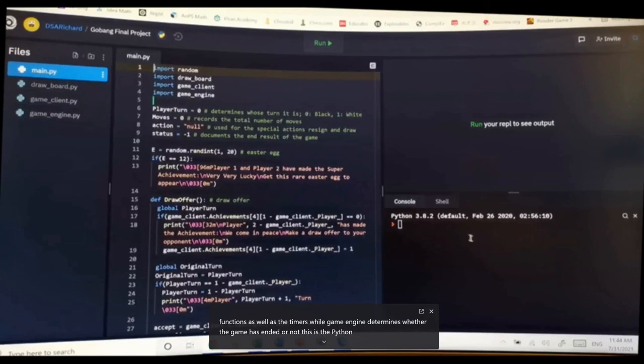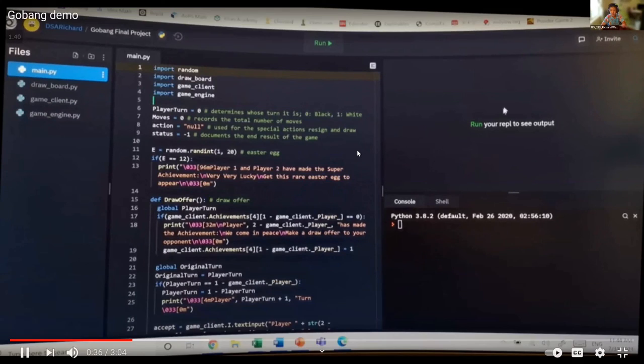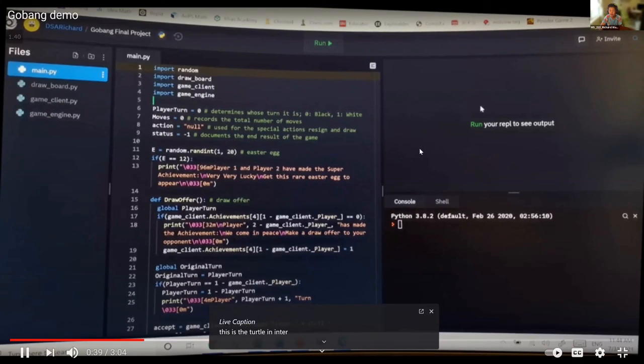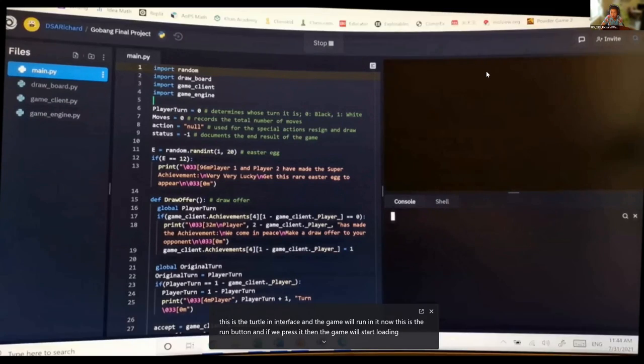This is the Python console, and in it, important information will be printed. I'm putting it faster so that the turtle interface can go over quicker, and the game will run in it. Now, this is the run button, and if we press it, then the game will start loading.